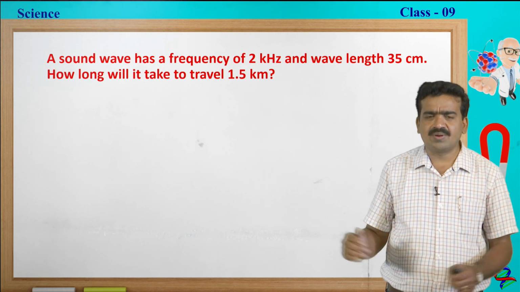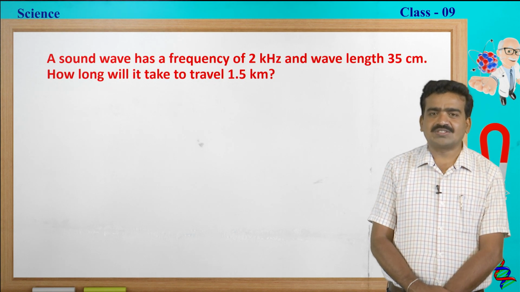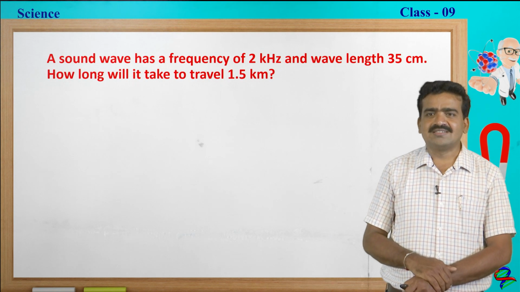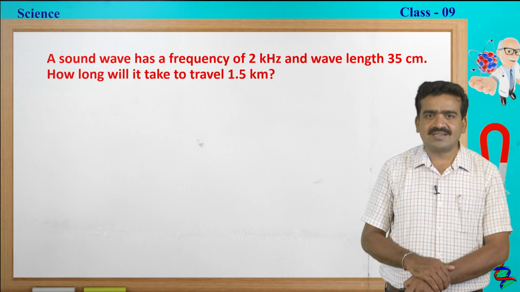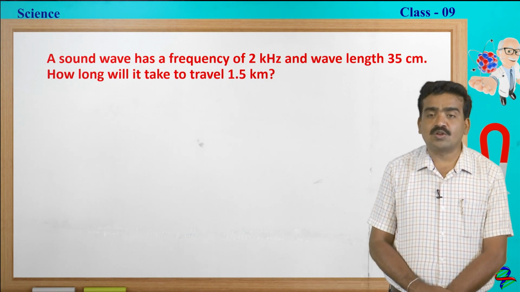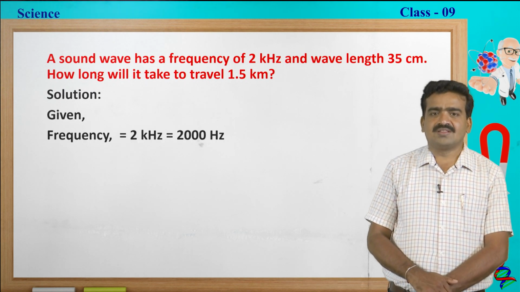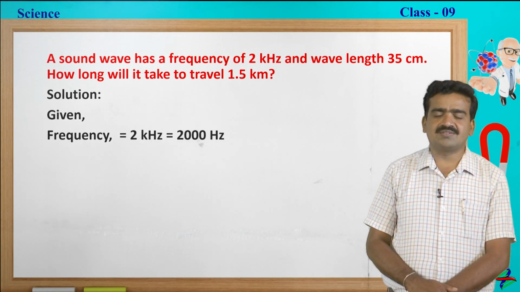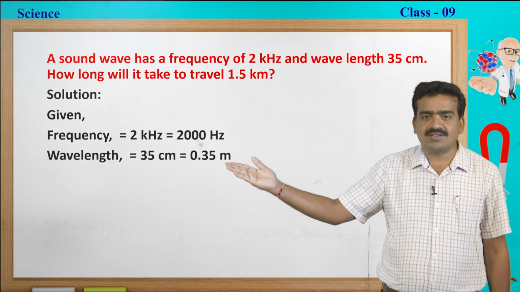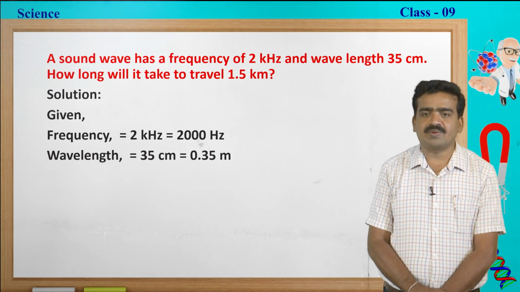Let us solve a problem related to the speed of the sound. A question is like this: a sound wave has a frequency of 2 kilohertz and wavelength 35 centimeters. How long will it take to travel 1.5 kilometers? Let us write the data which is given in the question. The frequency given is 2 kilohertz, which is equal to 2000 hertz, and wavelength 35 centimeters, which is equal to 0.35 meter, because wavelength is represented in meters.